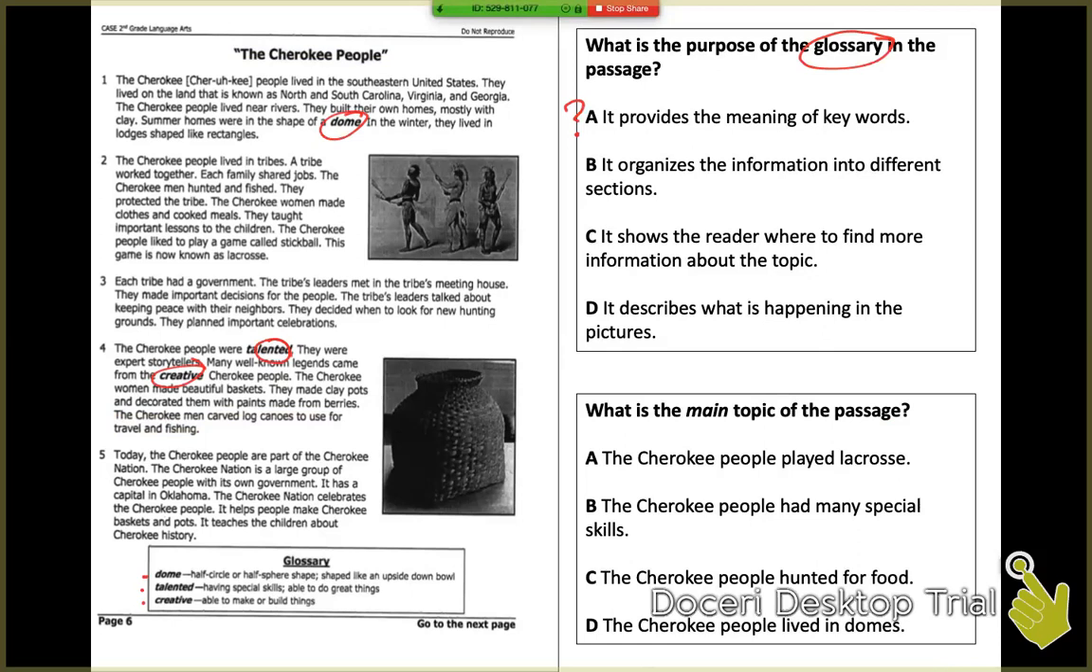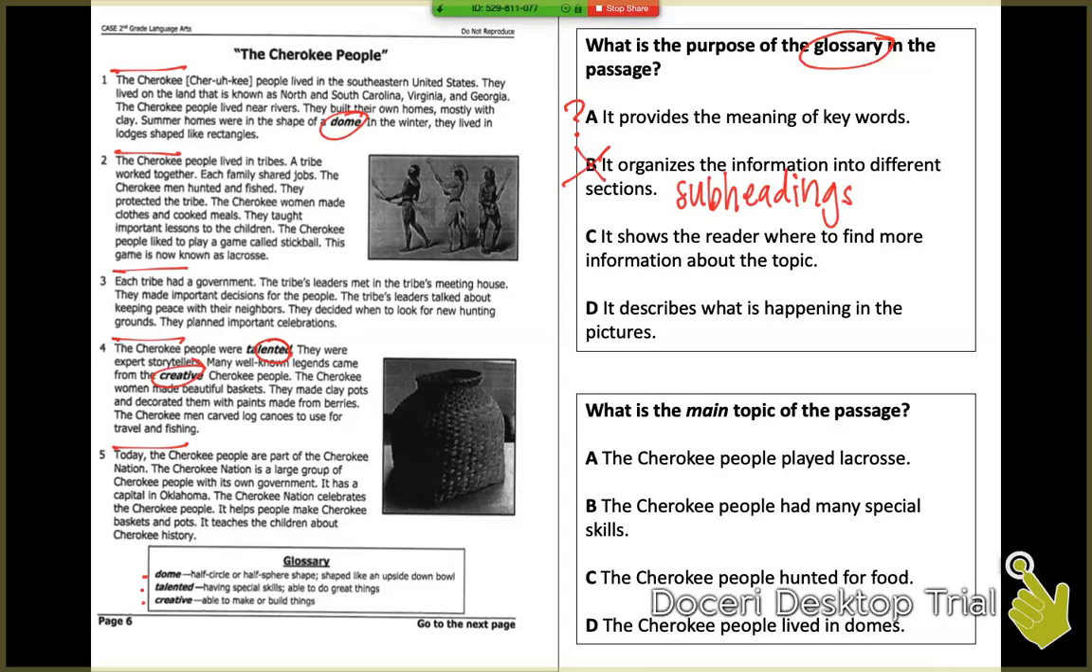Choice B says that it organizes the information into different sections. Now, I know based on what I've learned about text features already this year that those would be what we call subheadings. Subheadings organize the information into different sections. They would probably go here, here, here, here, and here. And we don't even actually have those in this story. So I'm going to cross out B.